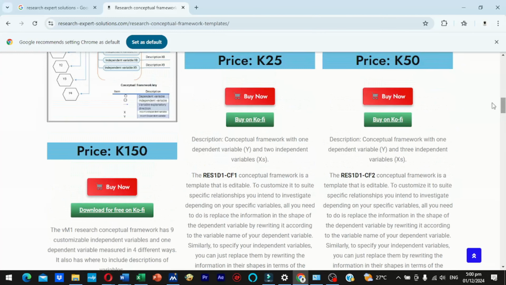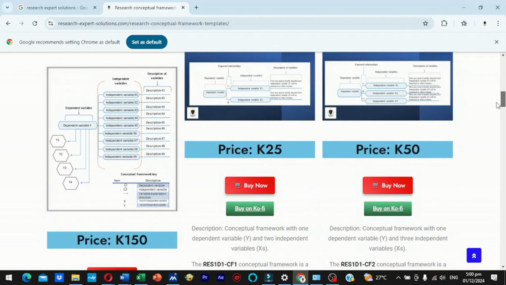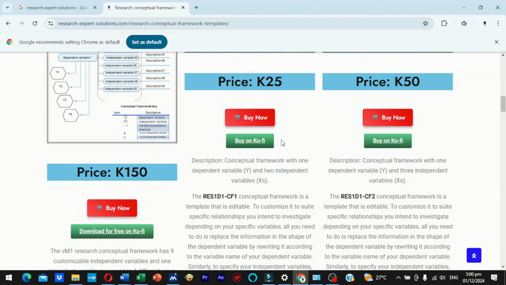But if you go on Ko-Fi, it will basically ask you to pay using your bank, using PayPal, right? Or other international payment systems. So you realize that this is done to cater for different customers in Zambia as well as international customers. For international buyers, you can just go with that one.